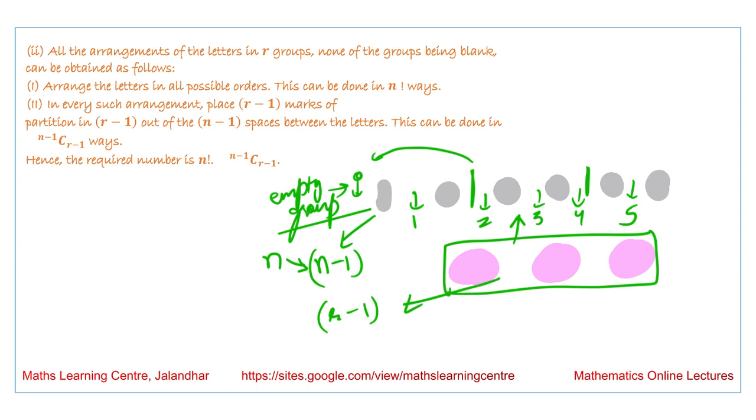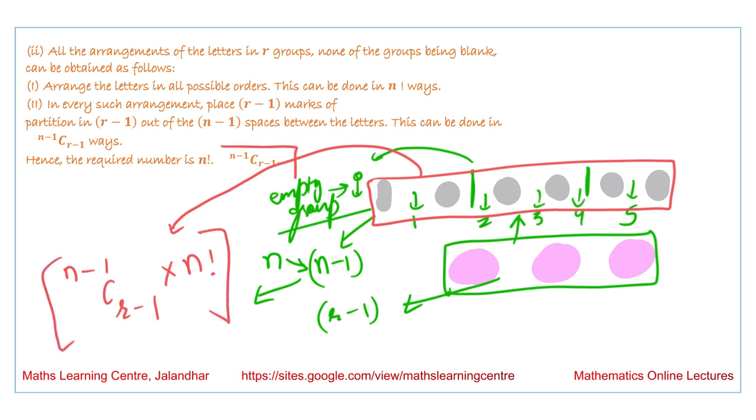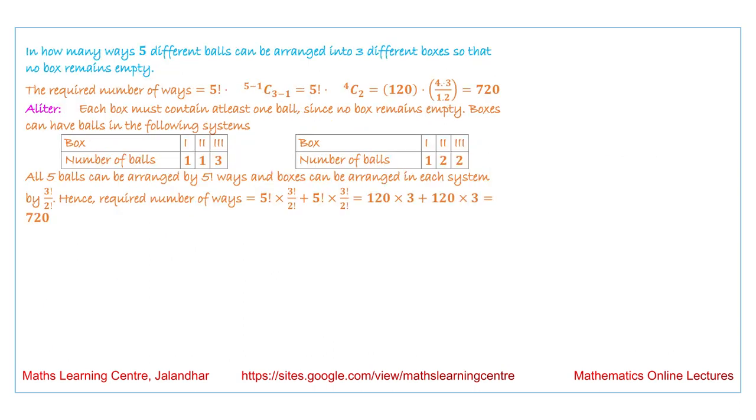So we are saying the total number of ways we will have, it is arranging these points: n minus 1 c r minus 1, and these n points can be arranged in n factorial ways in themselves. So these are the total number of required ways, that is n minus 1 c r minus 1 into n factorial.